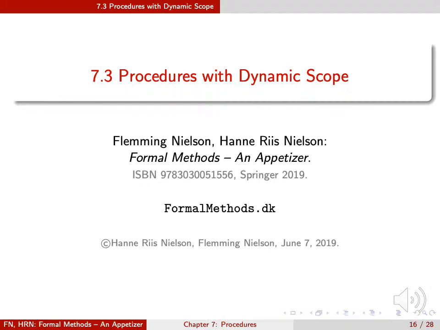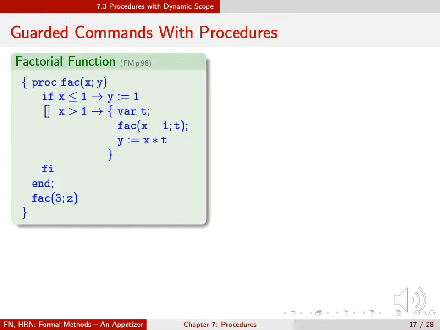We are now ready to consider the first of two approaches of dealing with procedures. Let us take a look at the factorial function. It has an input parameter x and an output parameter y. In case x is greater than 1, it performs a recursive call using a temporary variable t for the output of that call. As before, the top-level call computes factorial of 3 and places the result in the variable z.